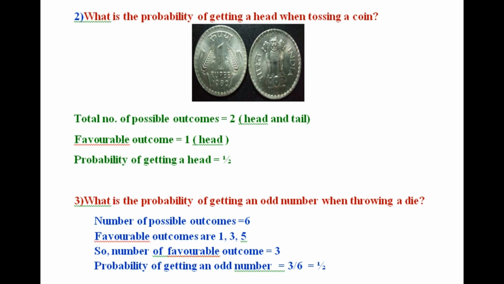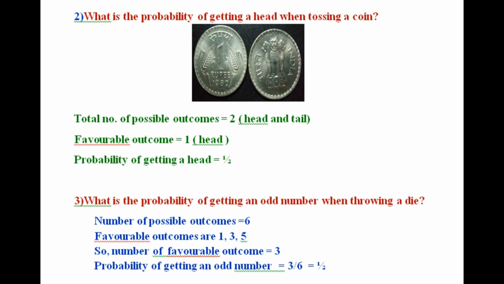Now third example. What is the probability of getting an odd number when throwing a die? You know very well the number of possible outcomes is 6 when throwing a die. Here, what are the favorable outcomes? An odd number means you may get 1, or 3, or 5. For getting an odd number, what is the probability? That we are going to find out.